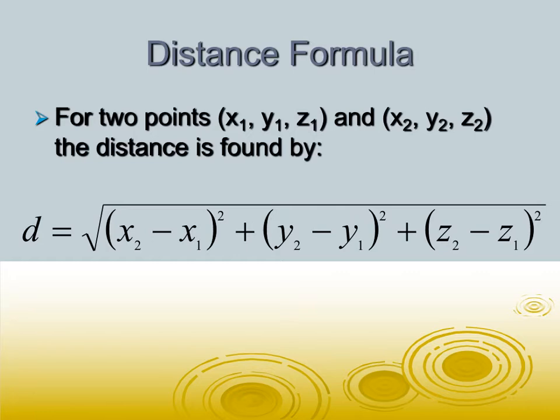The distance for any 2 points, x1, y1, z1, and x2, y2, z2, is given by our distance formula, where the distance is equal to the square root of x2 minus x1 squared, plus y2 minus y1 squared, plus z2 minus z1 squared. This operates the same way our traditional distance formula would, except we have this third coordinate, the z value, that we have to accommodate for.